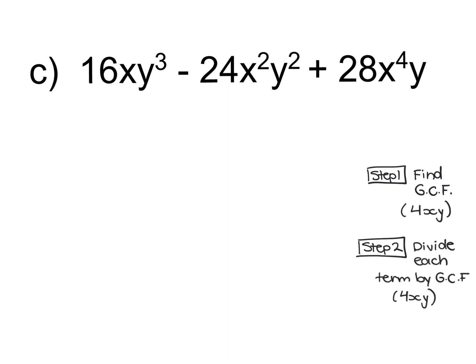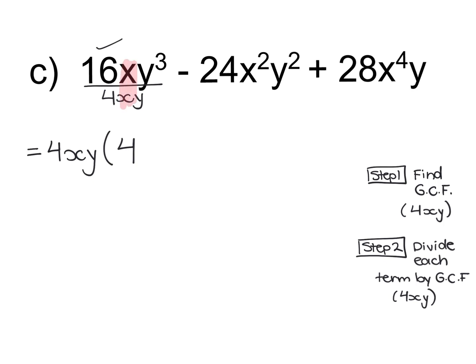Second step, we're going to divide each of the terms by this greatest common factor. So we start out by writing equals the greatest common factor, which is 4xy, close the bracket, and now let's start dividing. So let's divide the first term by 4xy. Now 16 divided by 4, they're both positive, is positive 4. Now let's look at the x's.